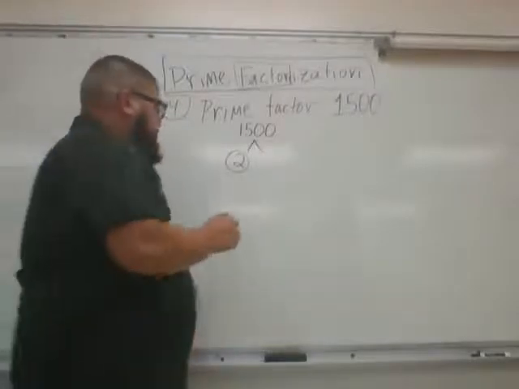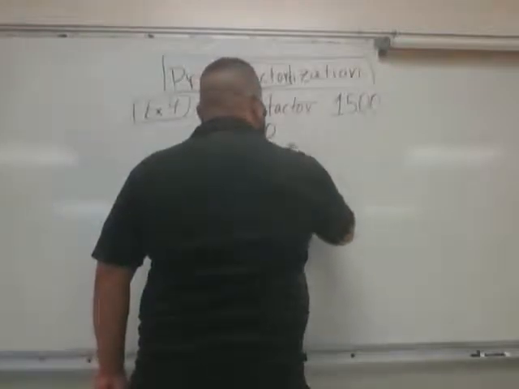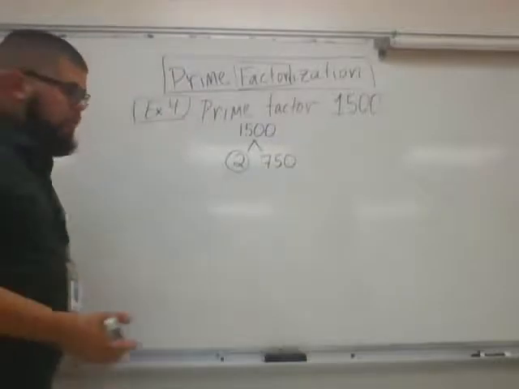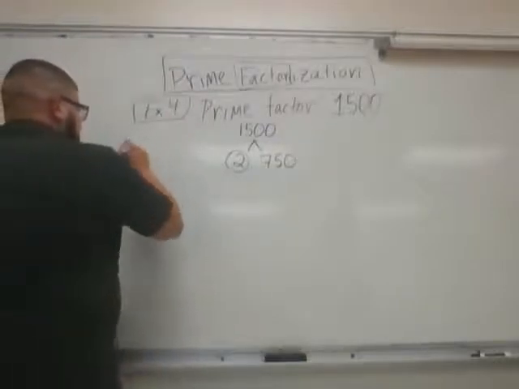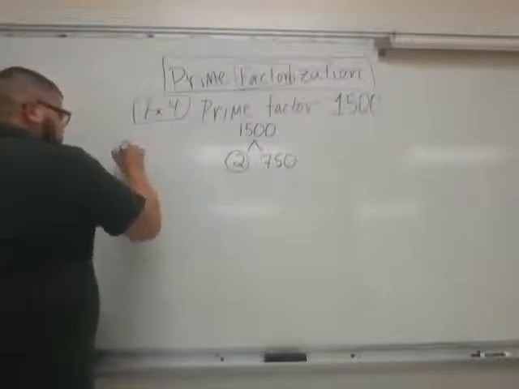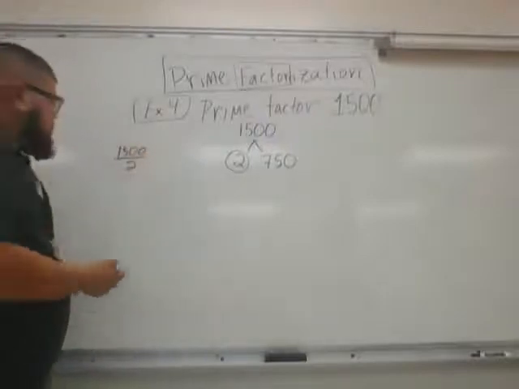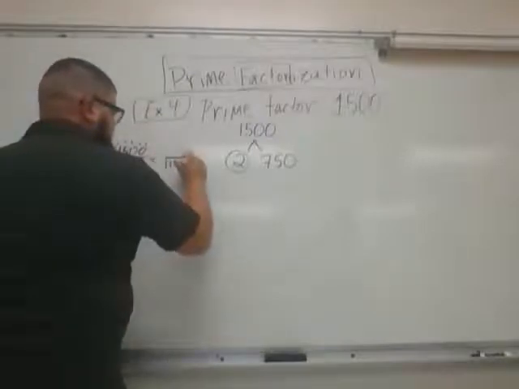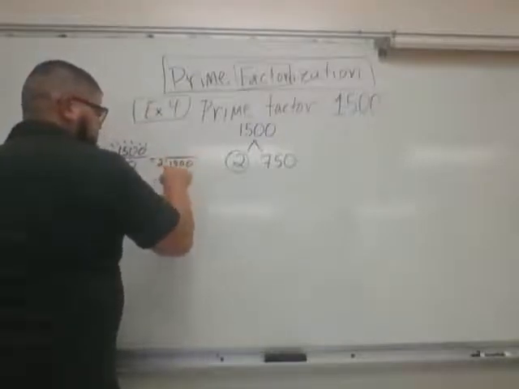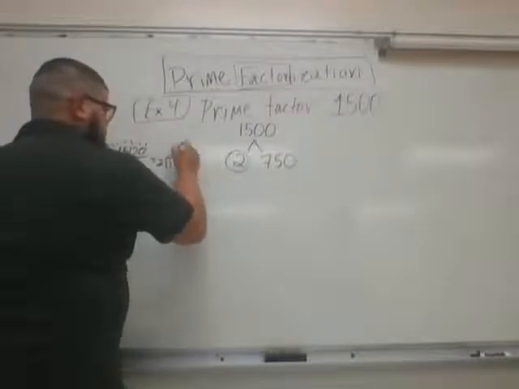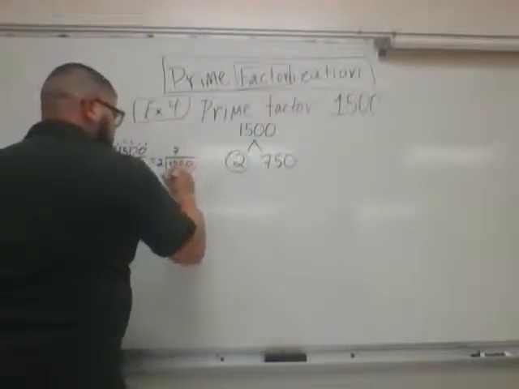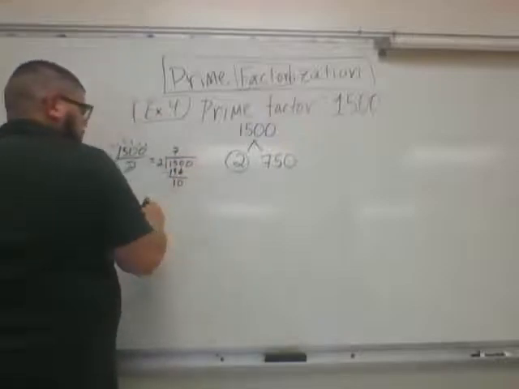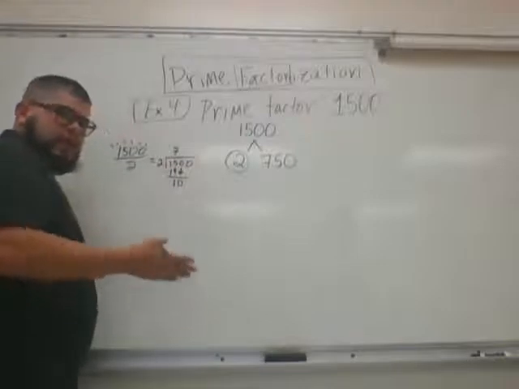Okay, so it's going to be 750. And again, if you didn't know that, you can come over here and divide 1500 divided by 2, just like we've done in class. 2 into 15, 7 times. 2 times 7 is 14. 15 minus 14 is 1. Bring down my 0. So remember, it's divide, multiply, subtract, bring down.